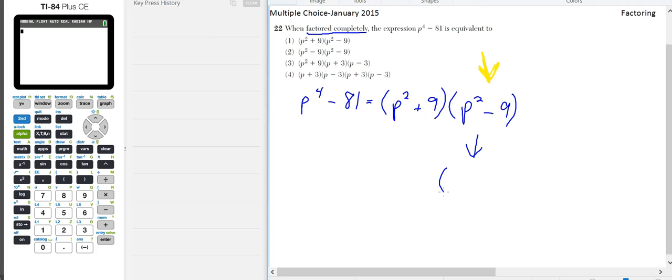The square root of p squared is p, the square root of the first term, plus the square root of the second term, the square root of 9 is 3. Multiply that by the square root of the first term, which is p, minus the square root of the second term, the square root of 9 is 3. And we don't want to forget to bring down p squared plus 9. And this would be our answer, and this is choice 3.